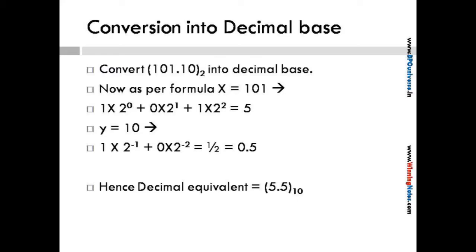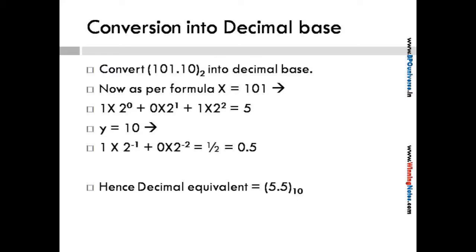Similarly, the second digit is 0, which is at the tens place, hence we will multiply that 0 by 2 raised to the power of the place at which the 0 is there in the original number minus 1, which is 2 minus 1, and so on. So we get the resultant as 1 into 2 to the power 0 plus 0 into 2 raised to the power 1 plus 1 into 2 raised to the power 2, which is equal to 5.